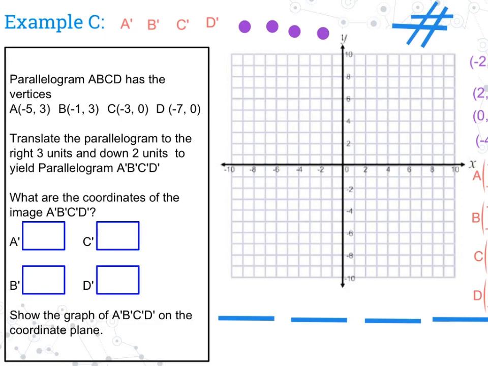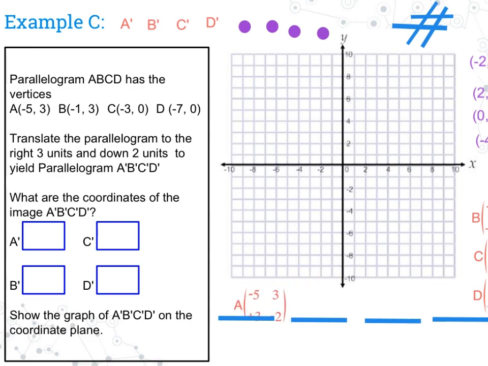Well, we can remember from our very first slide that we had a way of talking about going right and left and up and down as either adding or subtracting. So that's what we're going to do here. Since our point is at -5, 3, and we're going to go to the right 3 units and down 2 units, what we're actually going to do is add 3 to our first coordinate, because that's the one that controls our horizontal, and we're going to subtract 2 from our second coordinate, or our y coordinate, because that's the one that controls our vertical or our up and down.